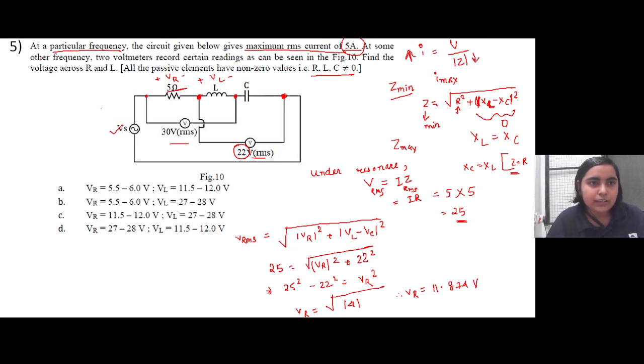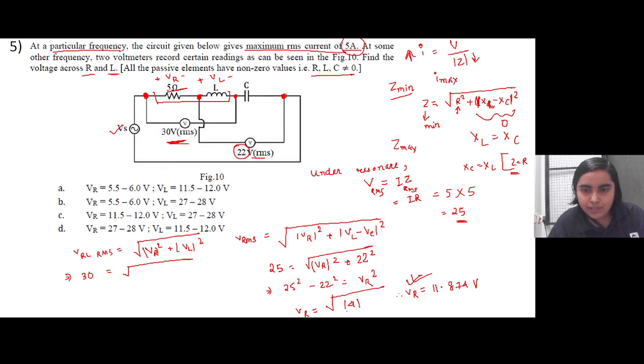So in the question you are asked to calculate voltage between resistance and also inductance. So now we have the voltage across the resistance. Now we have another voltmeter which is recording the voltage between this resistance and this inductance, right? Which is given as 30 RMS. So we have VRL RMS value is equal to square root of VR square plus magnitude VL square, right? It is given as 30.